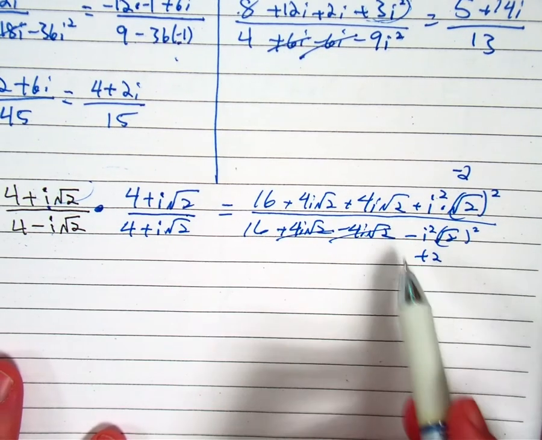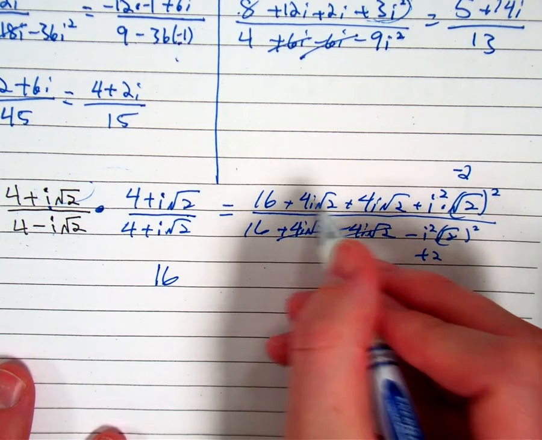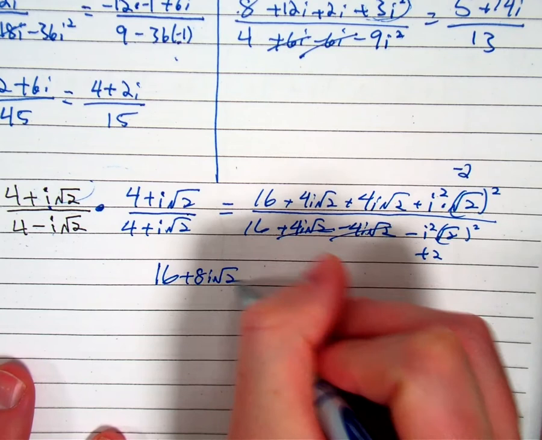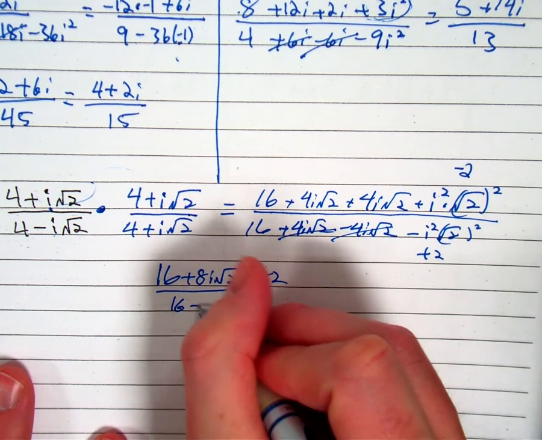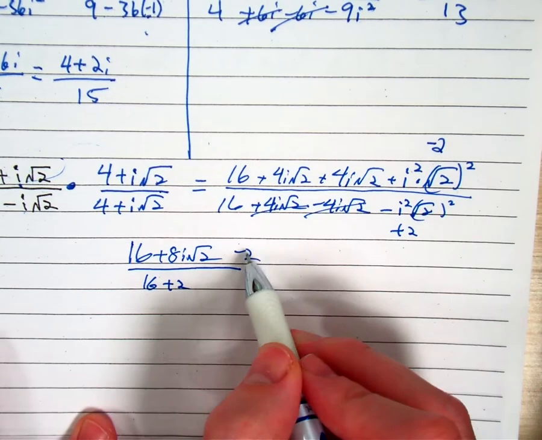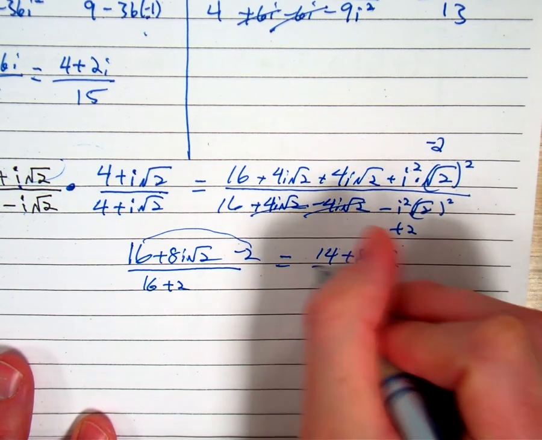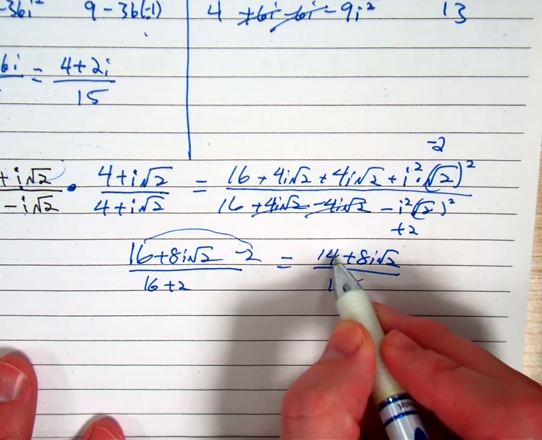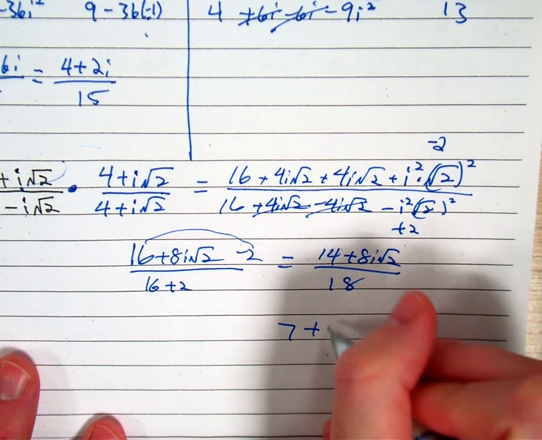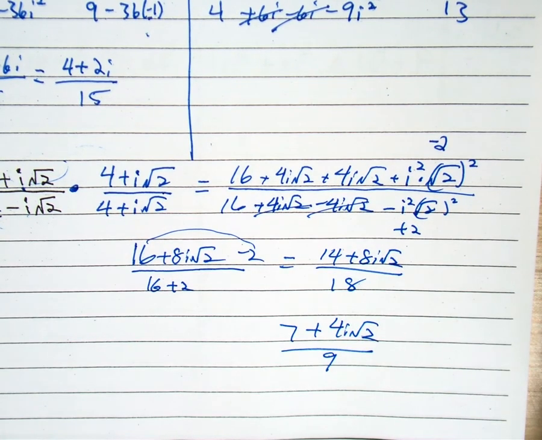So you can see where we have to be careful with this work. We have to be super detailed. So we got 16 plus 8i radical 2 minus 2. And on the bottom, we're just down to 16 plus 2. The 16 minus 2 is going to be 14 over 18. They're all even, so I can divide them all by 2. Can I do anything more? I don't think so. 7, 4, 9. And that is where we'll stop.